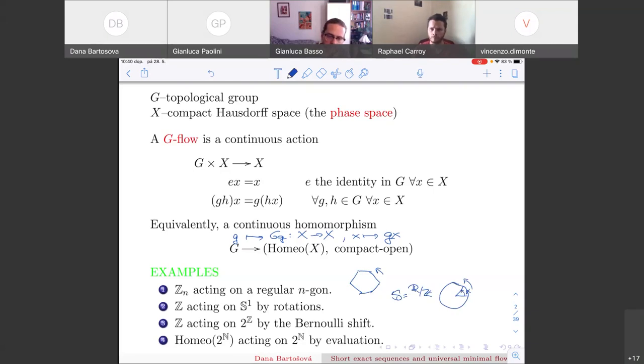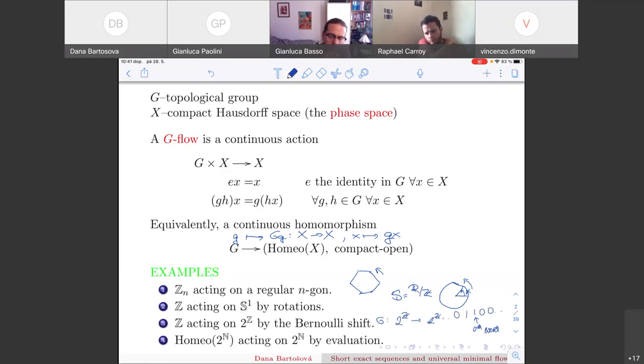So this is one of the most well-known dynamical systems. And another one for integers that is very well known is the Bernoulli shift. So the Bernoulli shift is an action on the Cantor space, and it's again generated just by one homeomorphism, and this homeomorphism is the left shift. So what happens here is that we have a pointer in the sequence that tells us that this is the zero coordinate, and somehow we have the sequence starting from there.